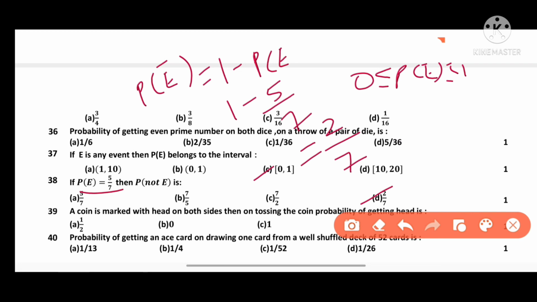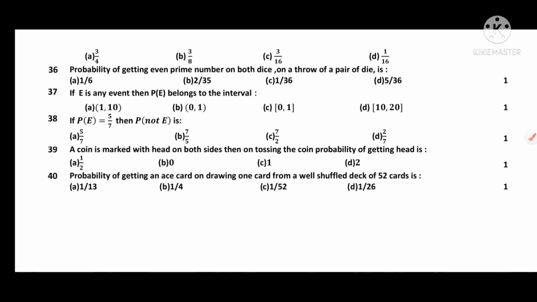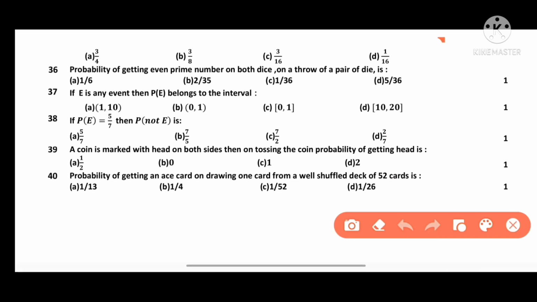Next question number 39. A coin is marked with the head on both sides. Then on tossing the coin, probability of getting head is. Because head is marked on both sides, so favorable outcomes of head is 2 and total number of outcomes is also 2. So this is sure event and probability is equal to 1. So answer is C option.